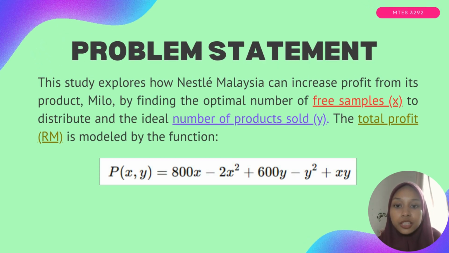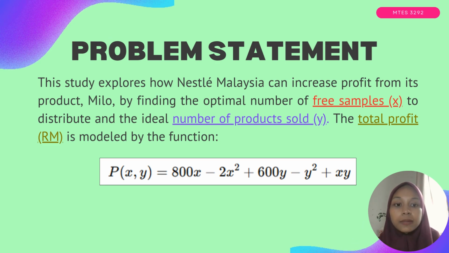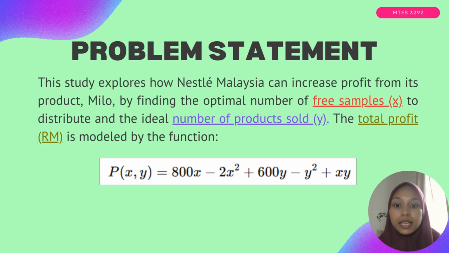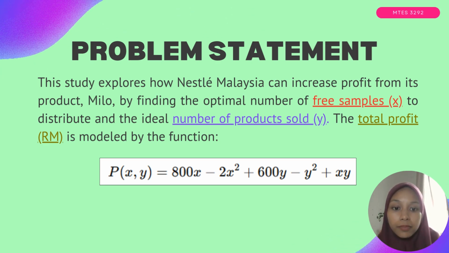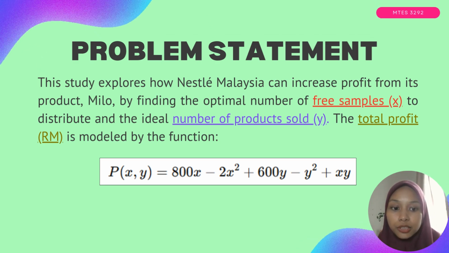In this project, I have chosen a problem statement, which is: this study explores how Nestle Malaysia can increase profit from its product, which is Milo, by finding the optimal number of free samples to distribute and the ideal number of products sold. The total profit is modeled by the function 800x minus 2x squared plus 600y minus y squared plus xy. This is the function that I chose in my project.